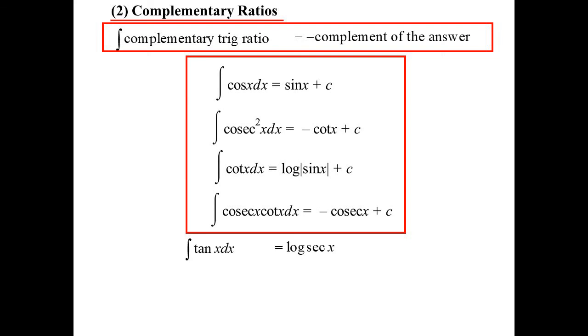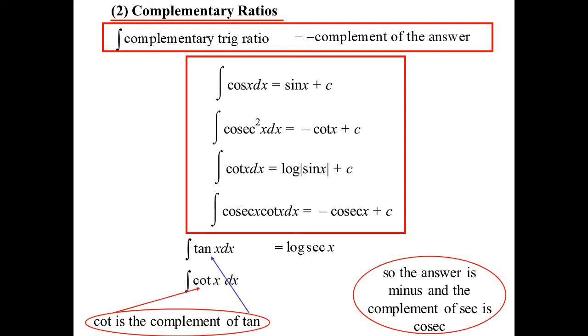So here's tan x, that's what I was getting at. We know the integral of tan x is the log of sec. For the integral of cot, cot is the complement of tan, so the answer is minus the complement of sec, which is cosec. We get minus the log of cosec. So I guess what it means, if you remember that idea, is you only need to memorise half of the integrals, because then you automatically get the complement from the same one.